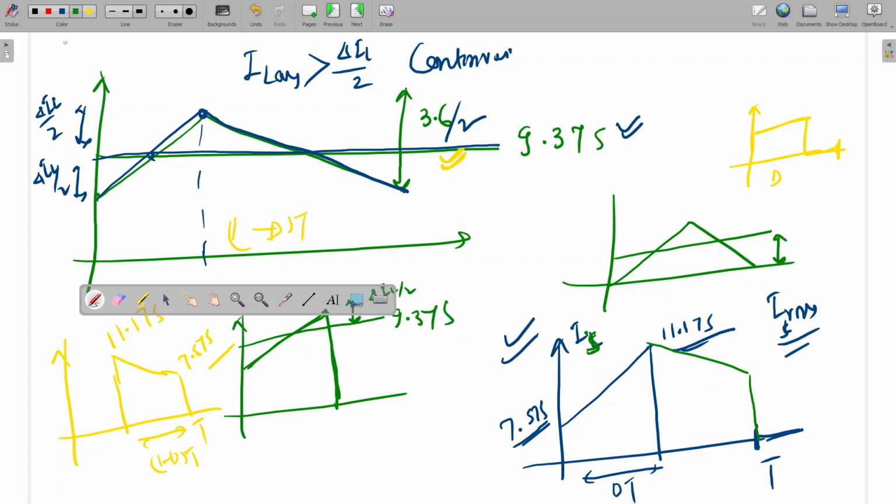So see, at last I'm going to wind up. This is the source current. Source current will be like here to here, total. Source current and inductor current will be the same. What will be the switch current?